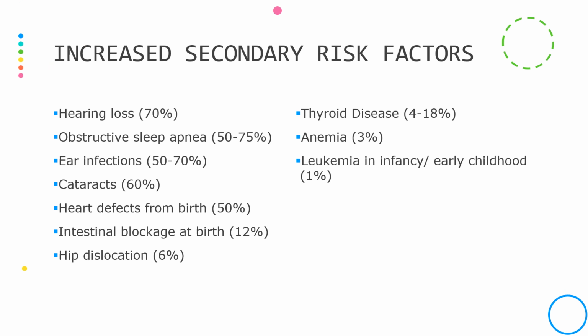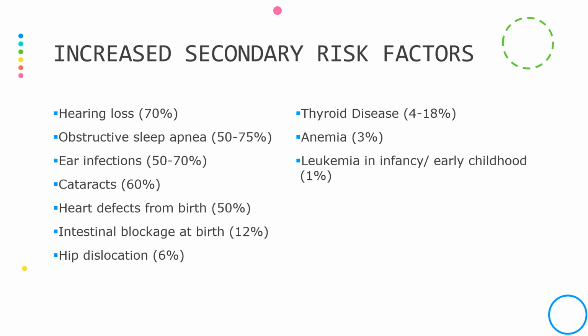Secondary risk factors. People born with Down syndrome are at an increased risk for secondary complications. These percentages shown are the increased risk of children with Down syndrome compared to children without Down syndrome. People with Down syndrome have a 70% increase of hearing loss. They have a 50 to 75% increase of obstructive sleep apnea, 50 to 70% increase of ear infections, 60% increase of cataracts. Heart defects from birth are at a 50% increase.